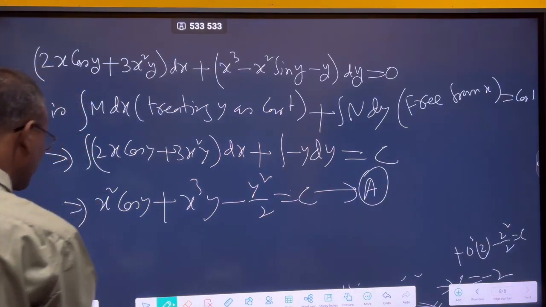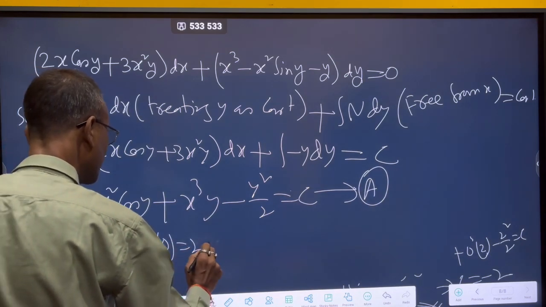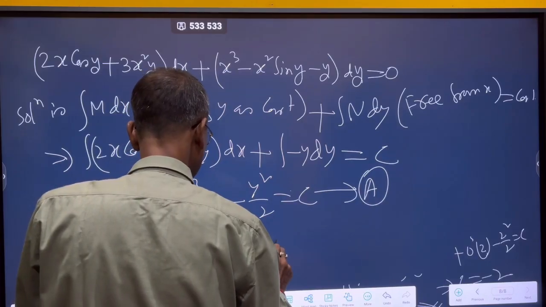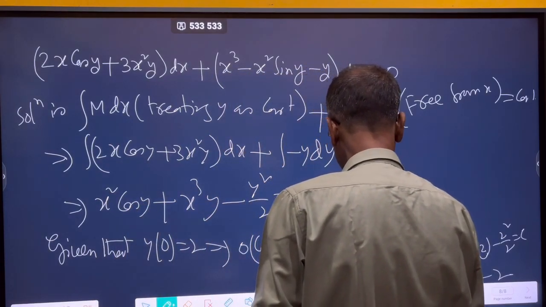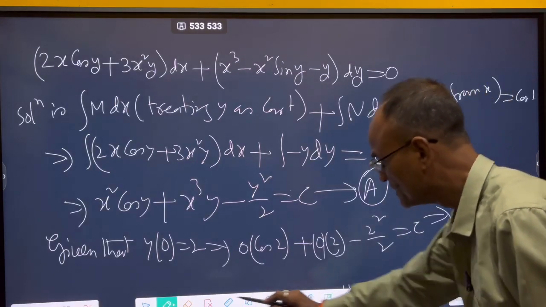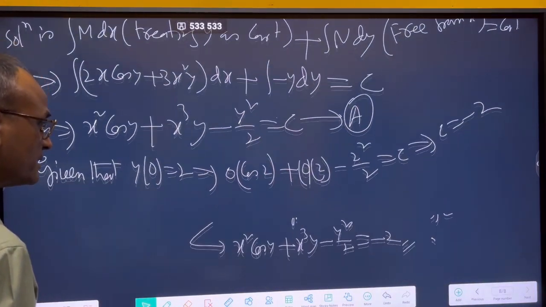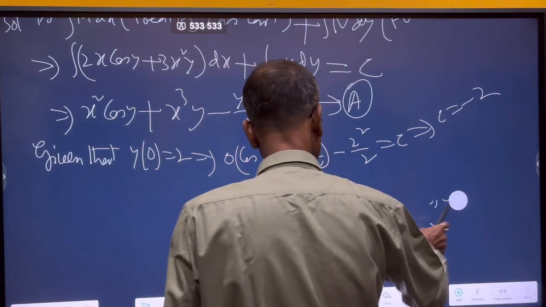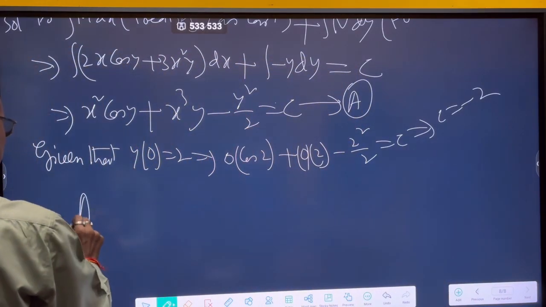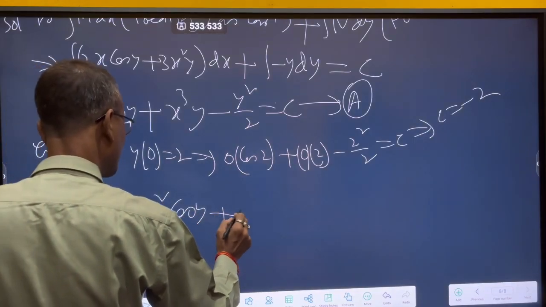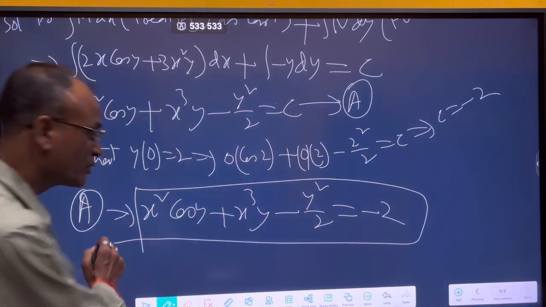Also given that y(0) equal to 2, this means 0 into cos 2 plus 0 into 2 minus 2 square by 2 equal to c. This means c is equal to minus 2. Therefore, A implies x square cos y plus x cube y minus y square by 2 equal to minus 2. This is the solution of the given differential equation.